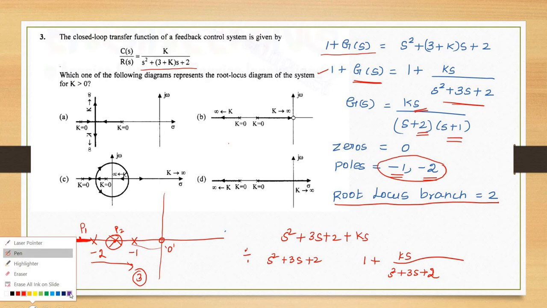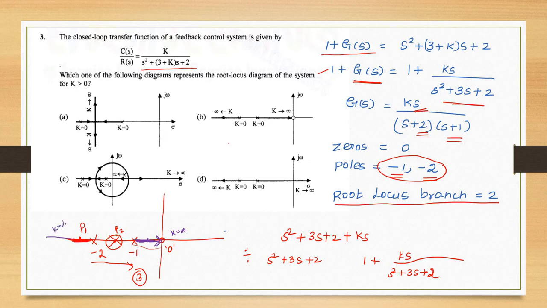And next, consider this. Only 1, an odd number of zeros exists, so there may be a root locus point. In this portion only we have the root locus. So the branch from minus 1 terminates at the open loop zero, and this one terminates at open loop infinity. Which one is the correct answer? B is the correct answer.